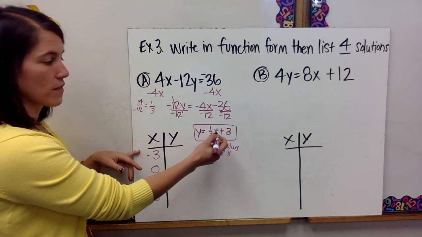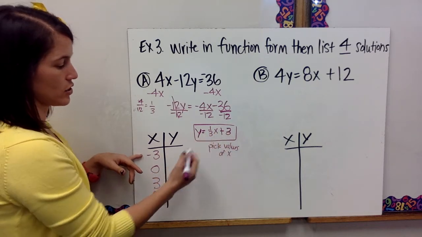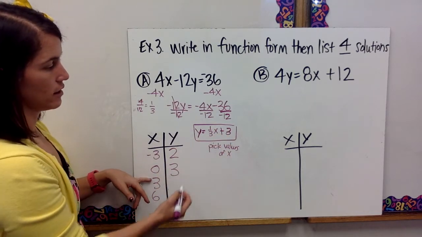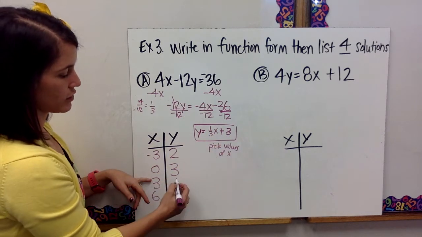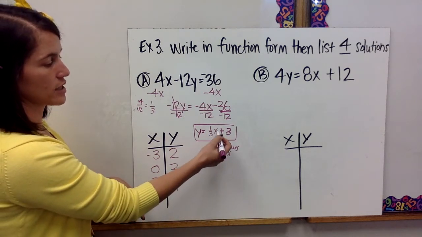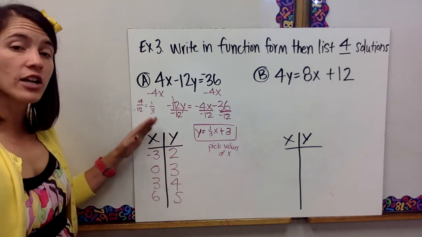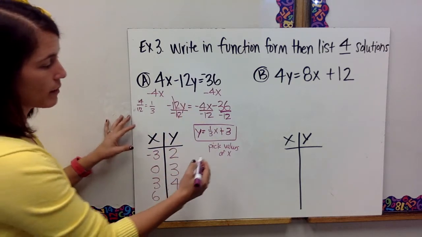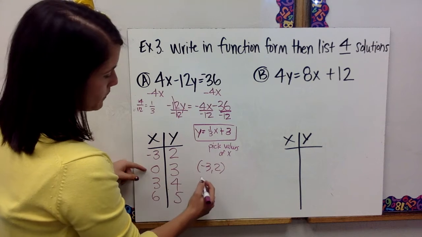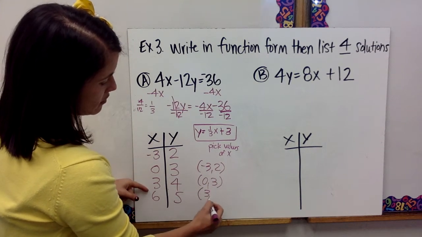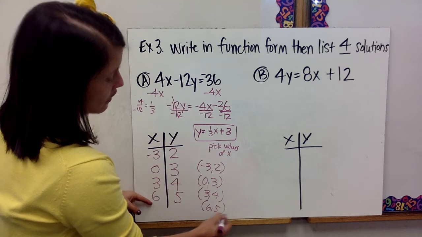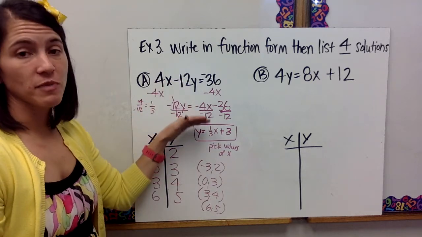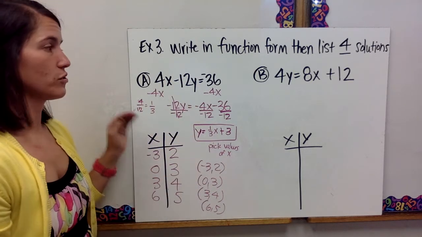Negative 3 times 1/3 is negative 1, plus 3 would be positive 2. 0 plus 3 is 3. 1/3 times 3 is 1, plus 3 is 4. And then 1/3 of 6 is 2, 2 plus 3 is 5. So here I've made a table. I've put my inputs in and I've got my outputs. And now my solutions are negative 3, 2; 0, 3; 3, 4; and 6, 5. Those would be 4 solutions to my function. I changed my equation to function form, and then I found 4 solutions.